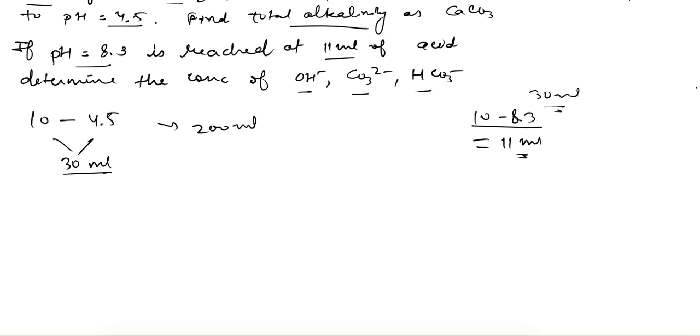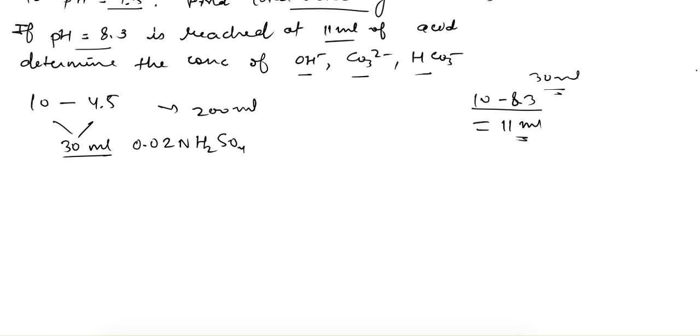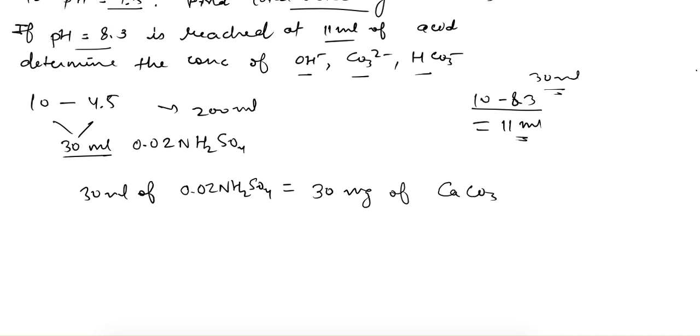So let's first see the total alkalinity. Now we have used 30 ml of 0.02 N H2SO4, and the gram equivalent we already saw. So this means it is equivalent to 30 milligram of CaCO3. So 30 ml of 0.02 N H2SO4 is equal to 30 milligram of CaCO3. So that we are talking in a 200 ml sample.